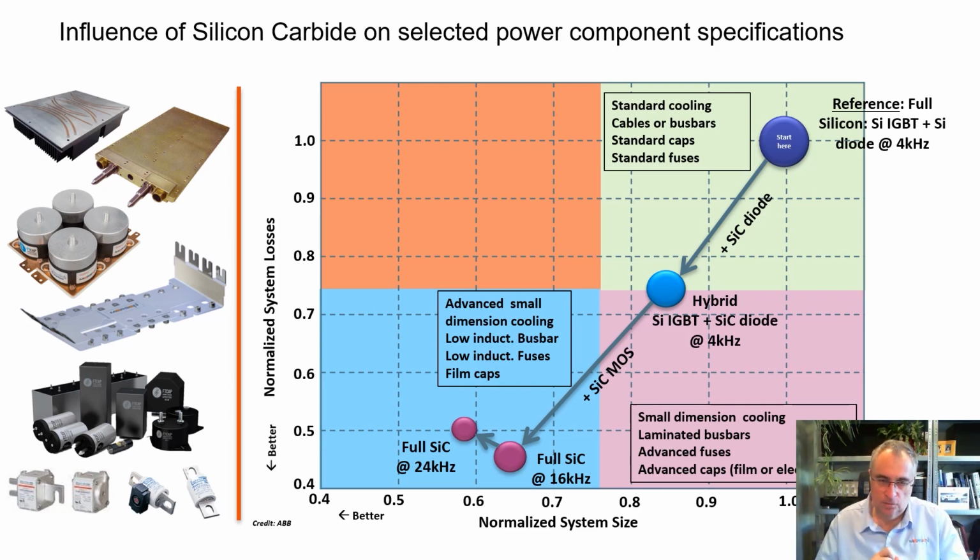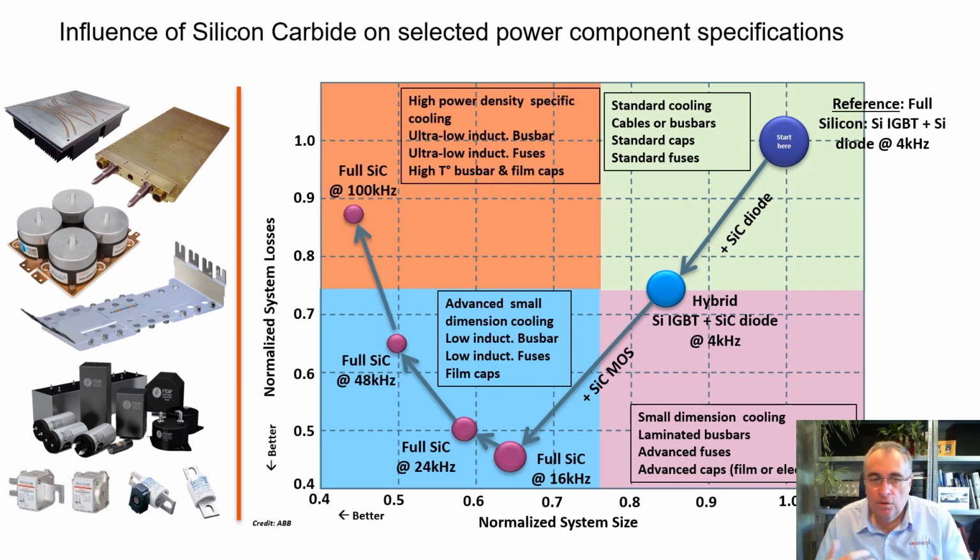So here at 24 kilohertz, and if we try to draw 48 kilohertz, same trend. And the kind of holy grail is really reaching 100 kilohertz, for which definitely there will be a need for high power density specific cooling, ultra low inductance busbar, super low inductance fuses, and high temperature busbar and film capacitors. And once again, I recall that we are here typically facing 180 degrees C junction temperature.